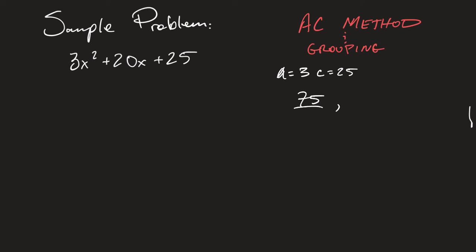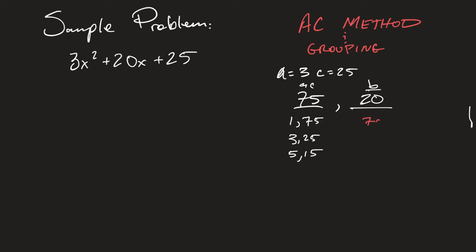So the factors I'm looking for are all factors of 75. These factors need to add up to B, which is 20. Okay, this is AC. So I'm going to start listing my factors. Now I'm going to add these factors.